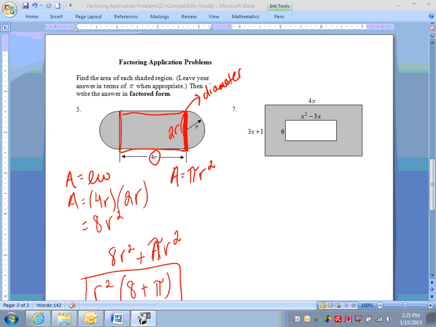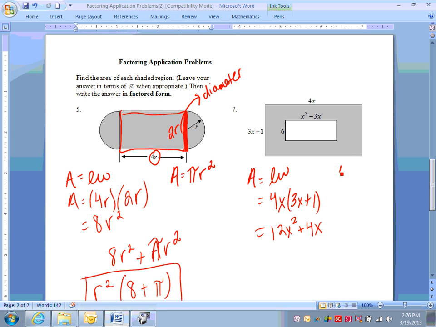All right, in problem 7, once again, we're finding the area of the shaded region, and we're going to find the area of the larger rectangle and subtract the area of the smaller rectangle. So the area of the larger rectangle is going to be length times width, and the length is 4x, and the width is 3x plus 1. I distribute the 4x, and I end up with 12x squared plus 4x. So that is the area of my larger rectangle.